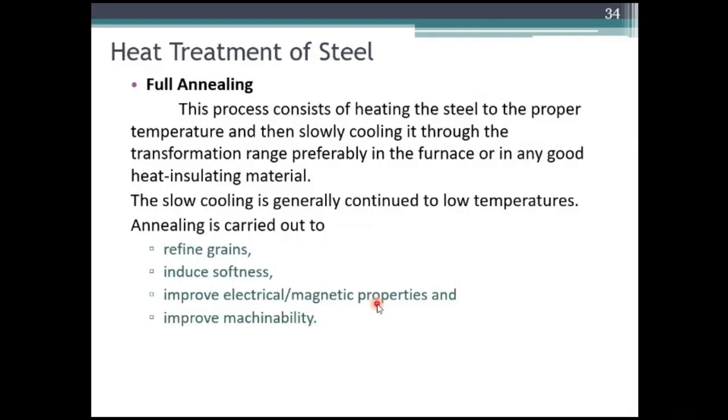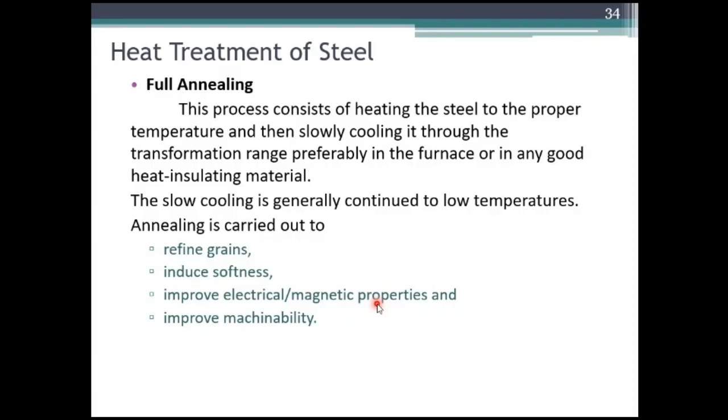Now the first type of heat treatment process is annealing. Annealing is nothing but heating the steel or a metal or an alloy to a particular temperature, then slowly cooling it inside the furnace itself, that is in a good insulating medium. The cooling rate will be very slow. The slow cooling will generally be continued to a lower temperature, the desired temperature, very slowly.